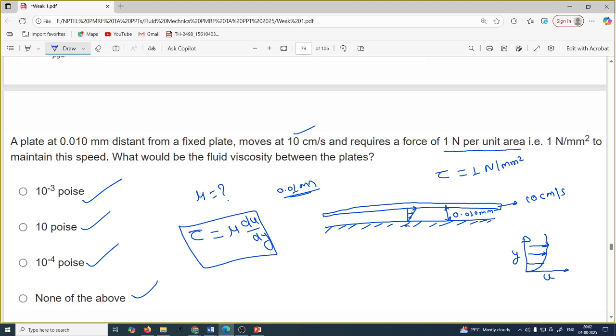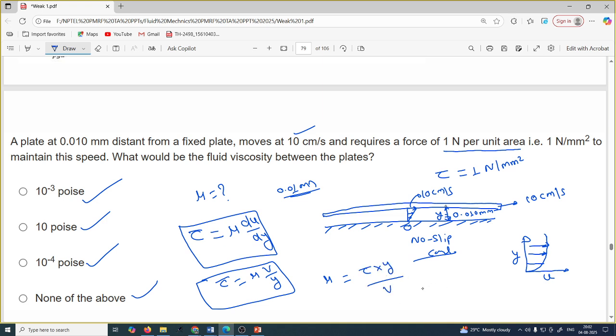Means here on the surface it is 0, as you know the no slip condition, and here velocity is equal to your plate velocity, 10 centimeter per second. So you can write this formula, tau is equal to mu velocity divided by y. What is y here? Y is the distance between the plates. So you need to calculate viscosity, tau into y divided by velocity. So what is tau?